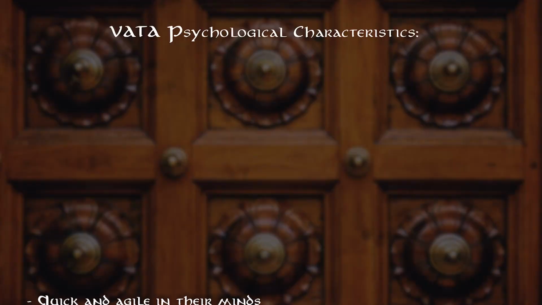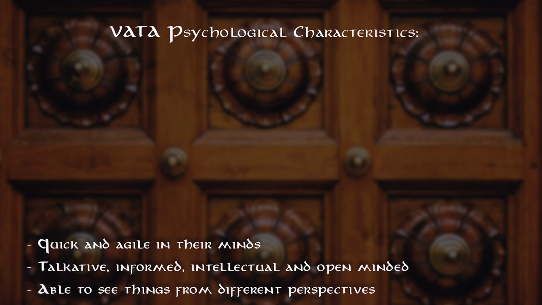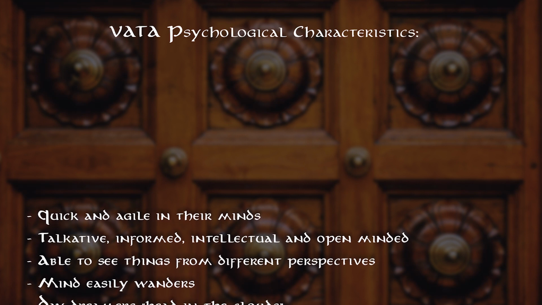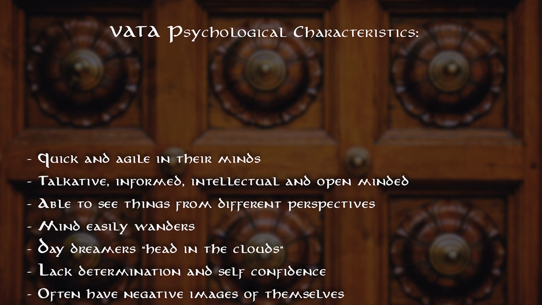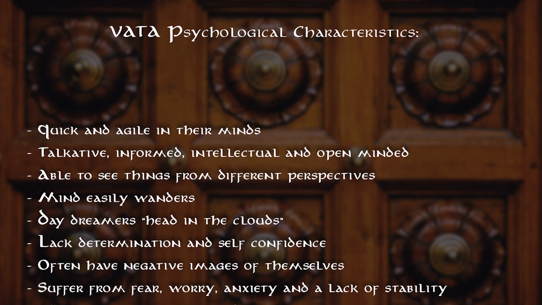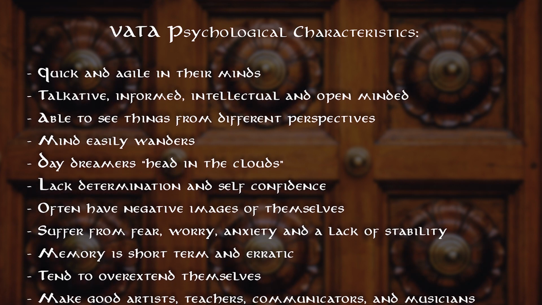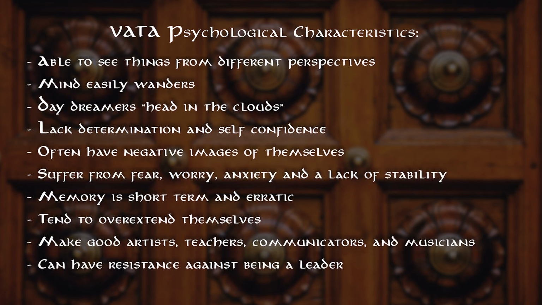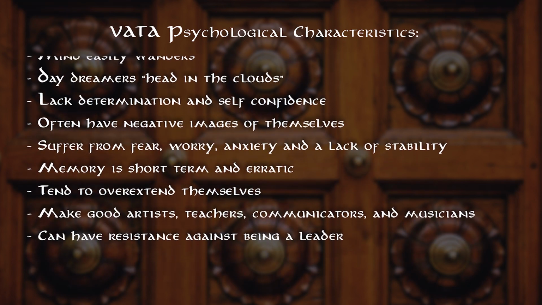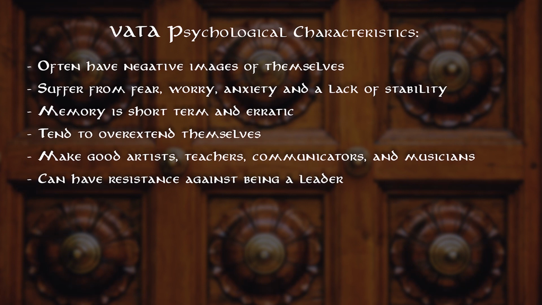Vata's psychological characteristics. Vatas are very quick and agile in their minds. They can think fast, they can move fast. Talkative, informed, intellectual, open-minded. They're able to see things from different perspectives and vantage points. The mind easily wanders. Sometimes their head is in the clouds. They're daydreaming. They lack determination, lack confidence. They often have negative images of themselves. They suffer from fear and worry, anxiety, stress, and a lack of stability of being grounded. Their memory is short-term and erratic.